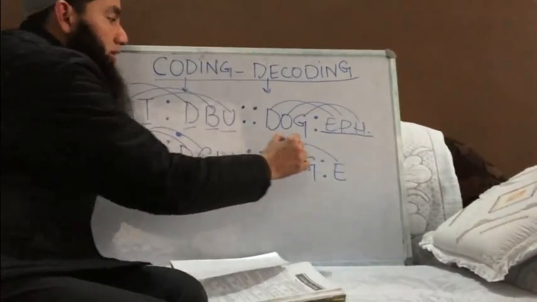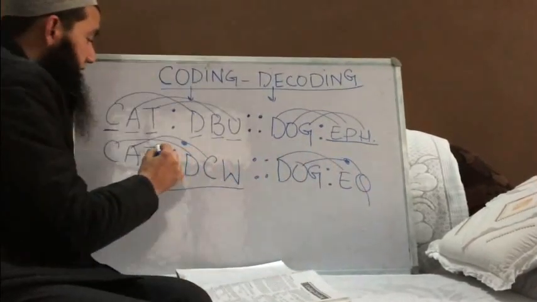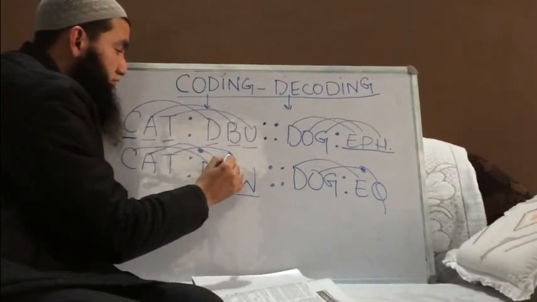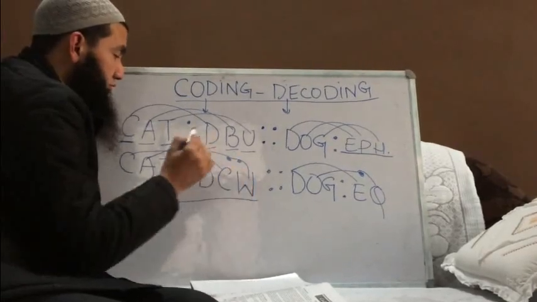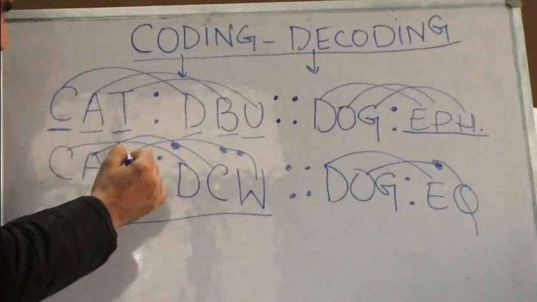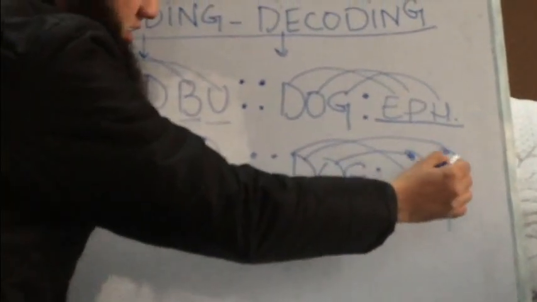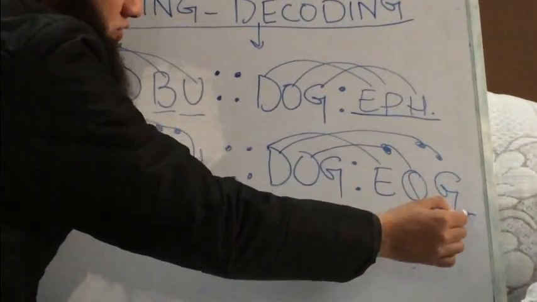A, B, C, O, P, Q. Alright, so T, U, V, W. In the first one, 0 skip. In the second one, 1 skip. In the third one, 2 skips. So I'll also be skipping 2 letters: D, E, F, G. So my letters will be E, Q, G.